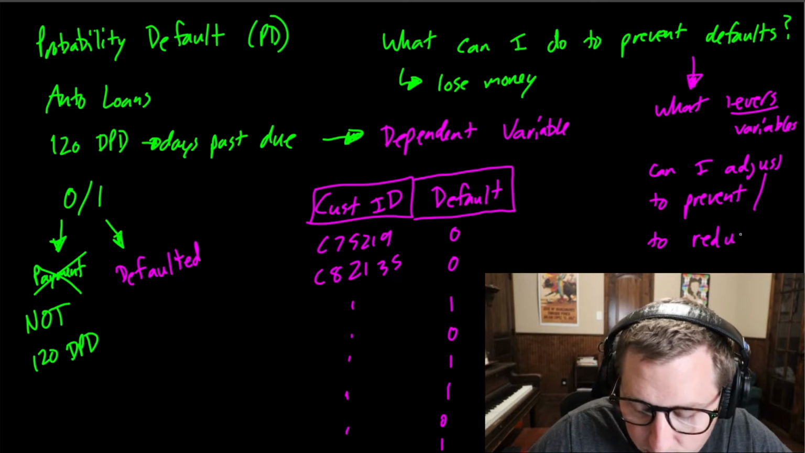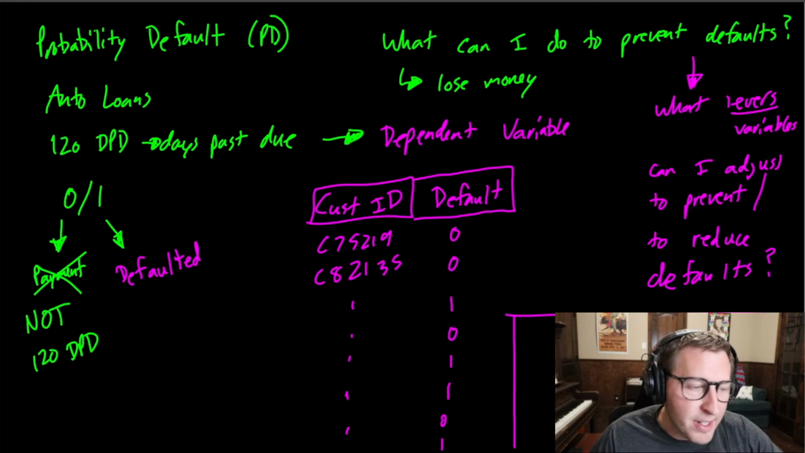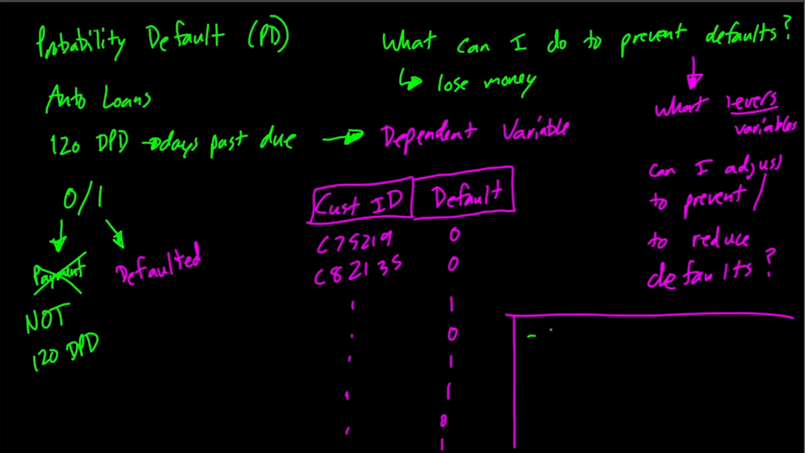defaults. And typically here, the business should give you some sort of insight, or you as a quant or a data scientist should have some insight. Things that we know, for example, is LTV. So LTV is going to be the ratio of loan to value here. So let's say you make a $10,000 loan on a $20,000 vehicle. You have a 50% LTV.